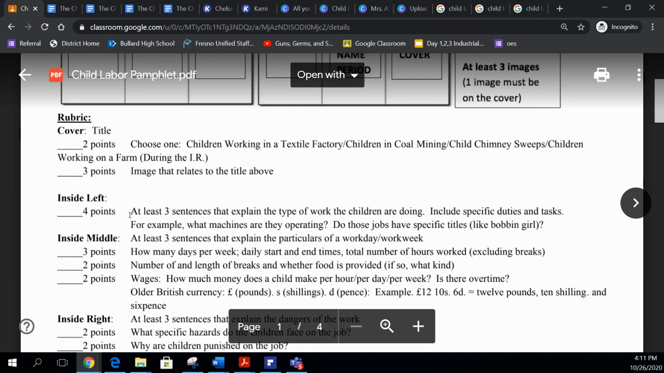We're not looking at the dangers. We're not looking at the work hours at this point. We're looking specifically at the jobs they're doing, the machines that they're working, and if they have a specific title. You're going to give me 3 sentences there, minimum. Make sure that you are specific and that you follow the instructions. So that's what's going to go on the inside left. You're telling me what they're doing in the factories.